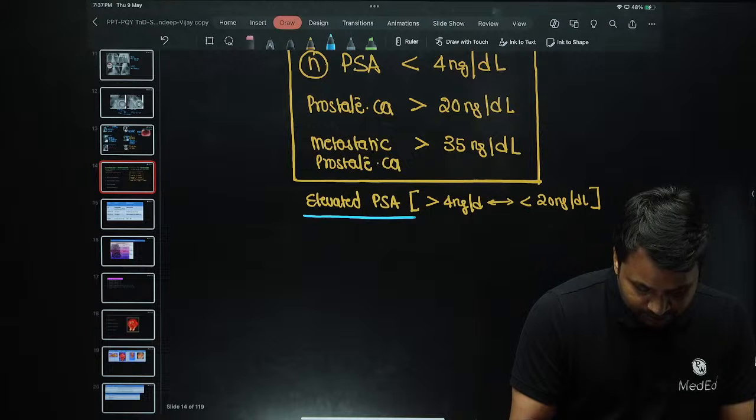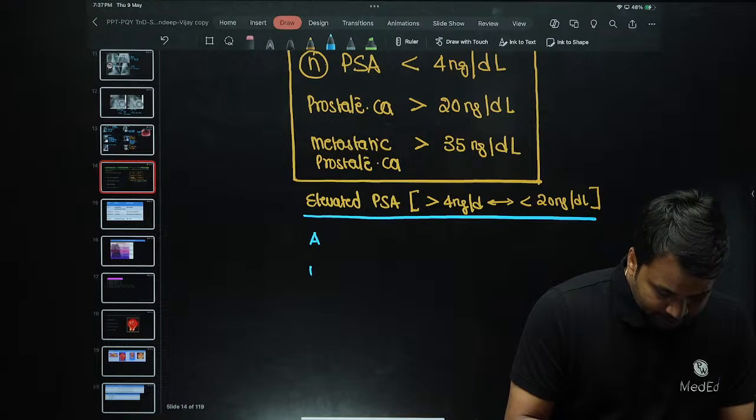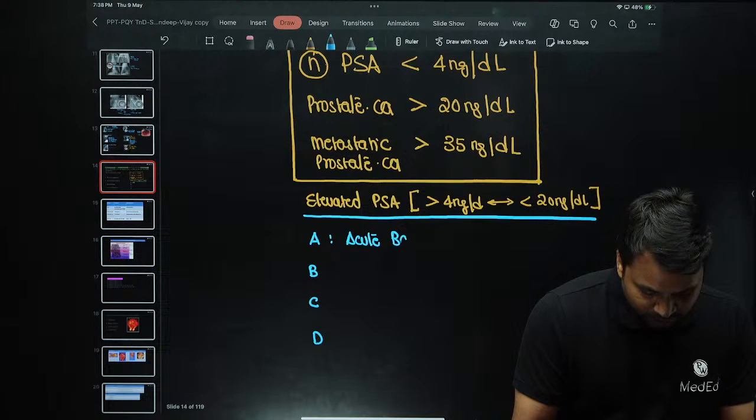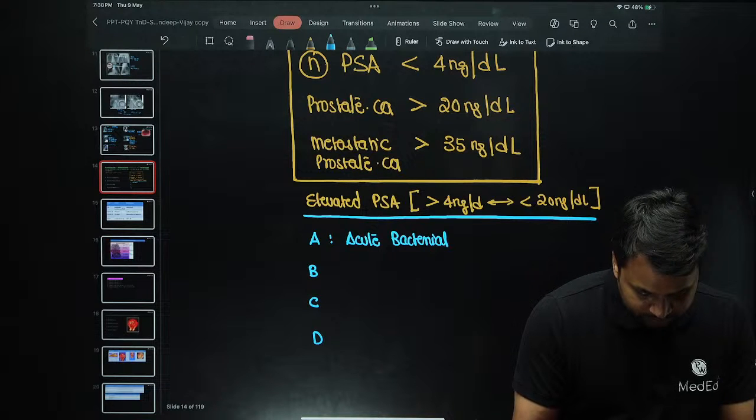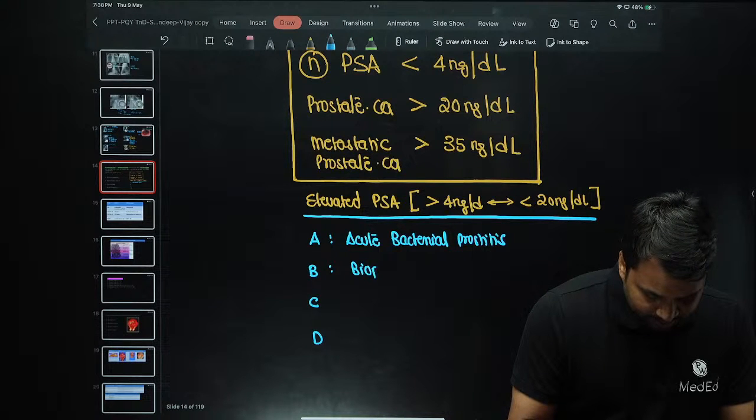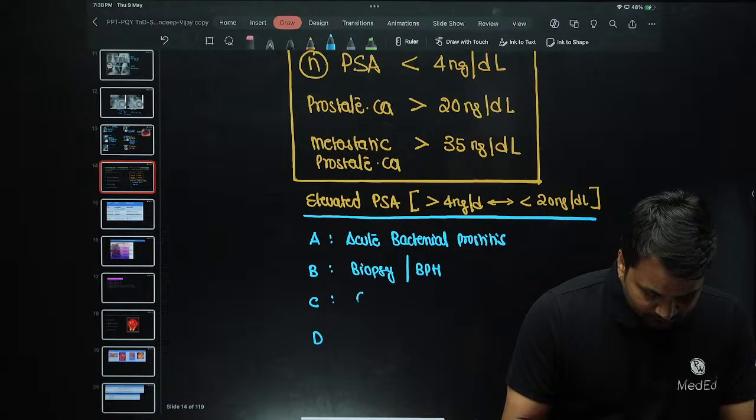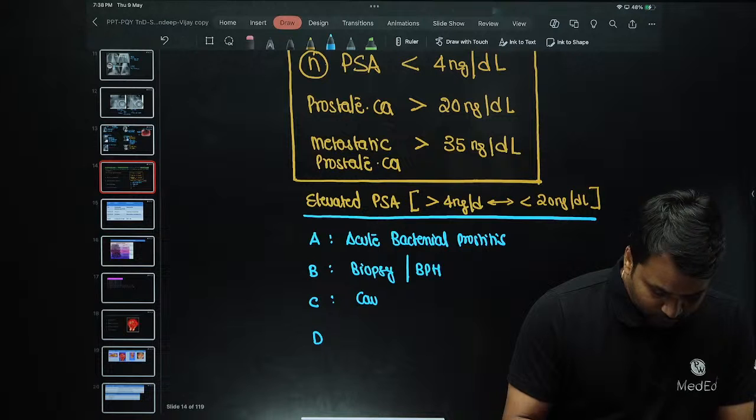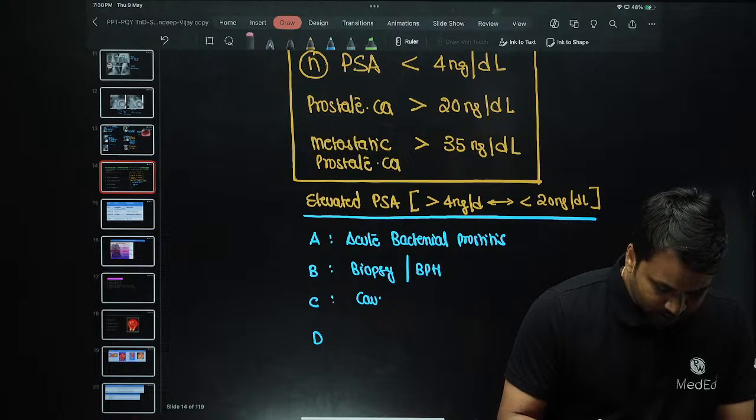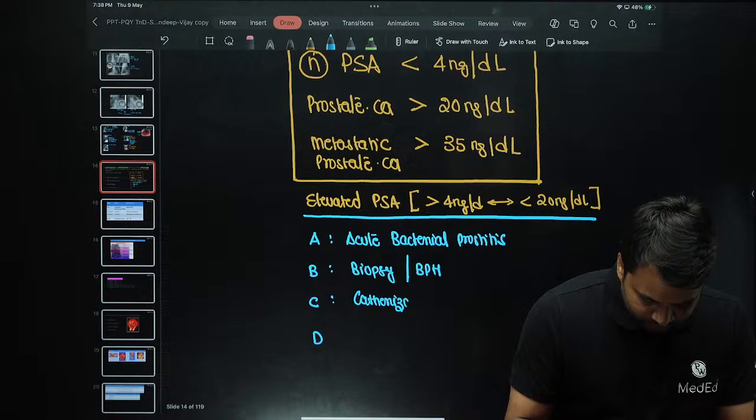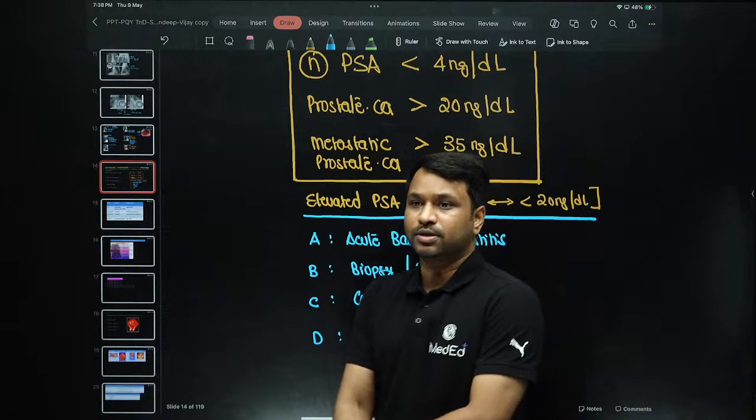Conditions that are associated with elevated PSA levels can be remembered as A, B, C, D. A stands for patient having an acute bacterial prostatitis. B stands for if you have done a prostatic biopsy or if a patient is having benign prostatic hyperplasia. C stands for recent catheterization. And D, if the patient has undergone a digital rectal examination where you have stimulated the prostate.